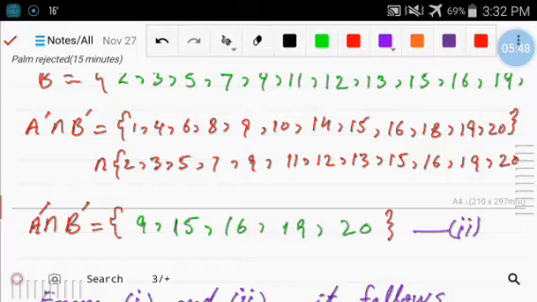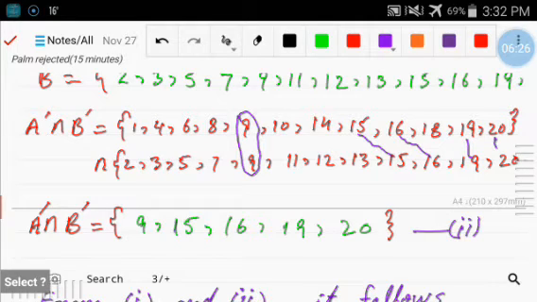Now we find the intersection of A complement and B complement. So this one is set A complement, intersection, and this one is B complement. The elements in both sets: 9 is common. Similarly 15 is common, 16 is in the intersection, similarly 19 and 20.